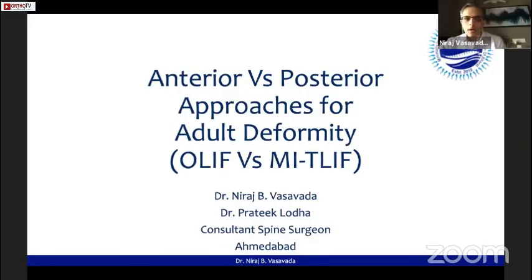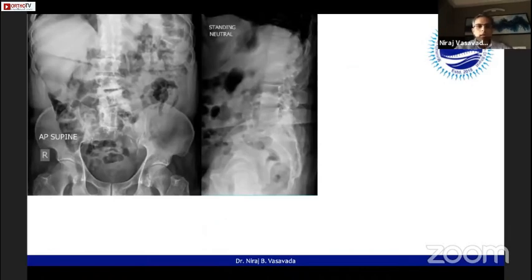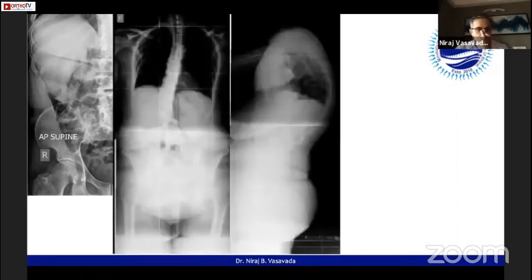So this is what I understand about anterior versus posterior approaches of adult deformity. When we look at adult deformity, we encounter so many cases. We encounter cases where there is coronal imbalance as well as sagittal imbalance. We do encounter cases of neglected idiopathic scoliosis that worsen later on during their advanced age.